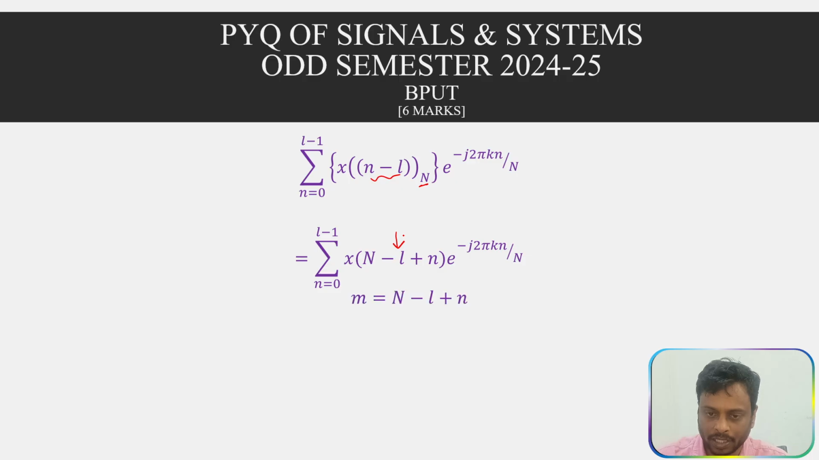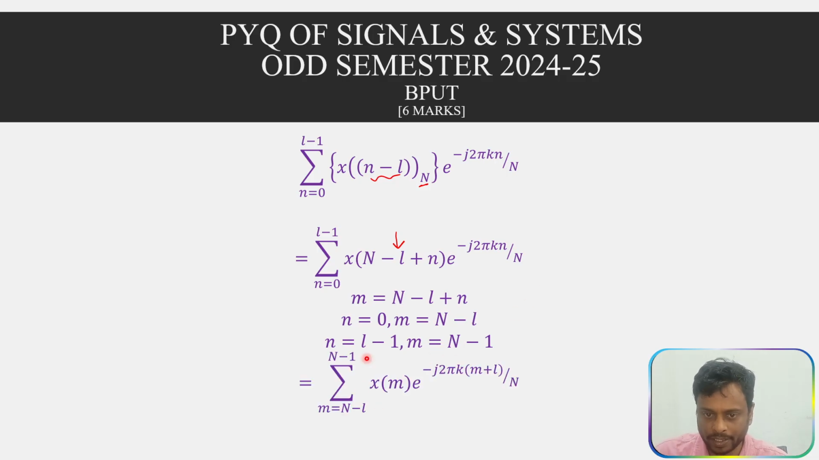Okay. So now it will be m equal to n minus l plus n. Let us put over here. The limit is m, that is, n is 0, so m equal to n minus l. Similarly, this is the limit. Now we can put over here m from 0 to n minus l to n minus 1.